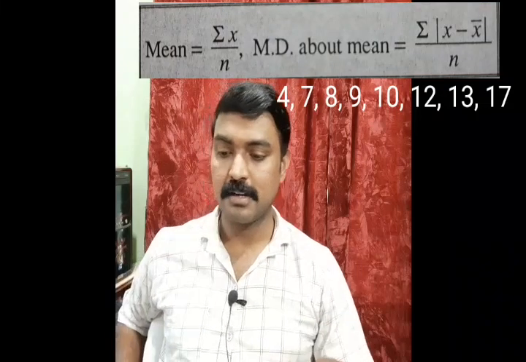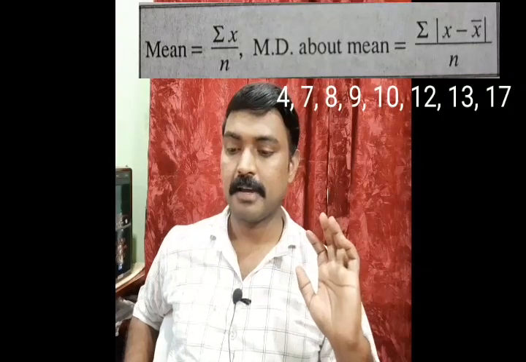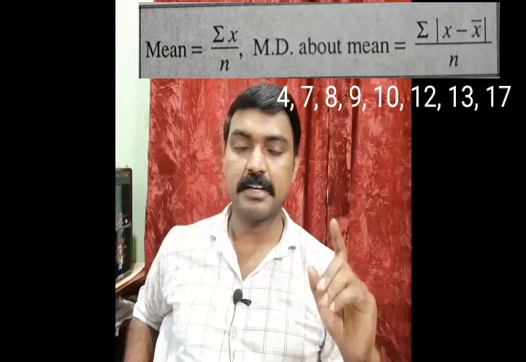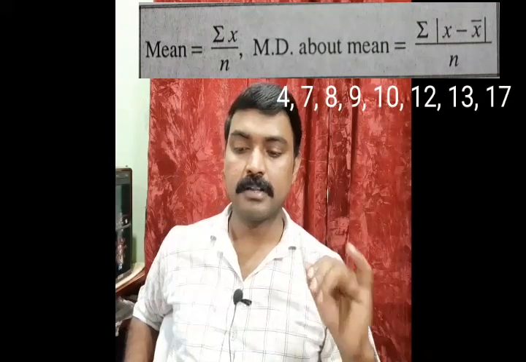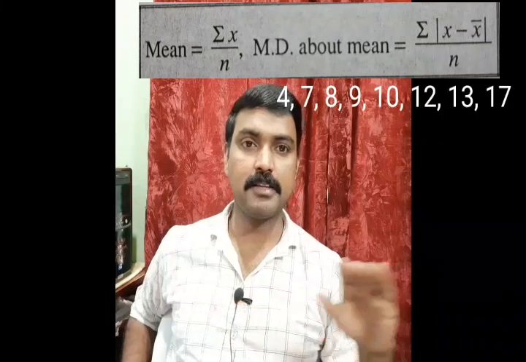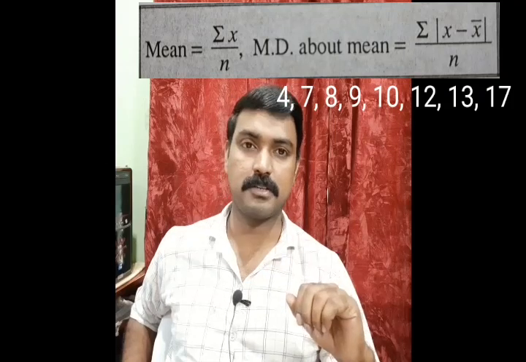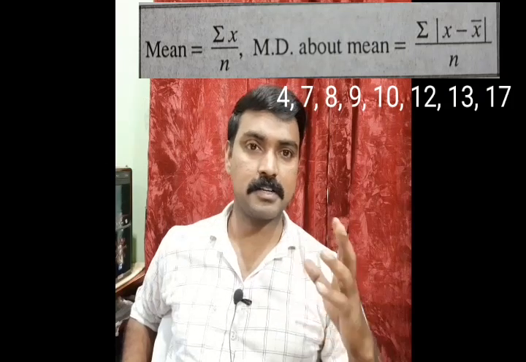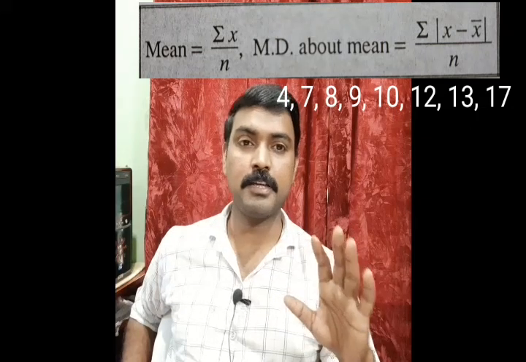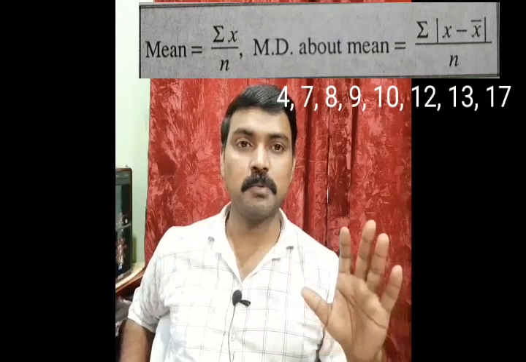So my dear students, first of all we have to find the arithmetic mean from this data. Here the numbers are 4, 7, 8, 9, 10, 12, 13, 17. How to find the arithmetic mean? By adding all these observations and dividing by the total number of observations. How many observations are there? Just count it. Yes, there are 8 observations. So what's the value of n? n is equal to 8.